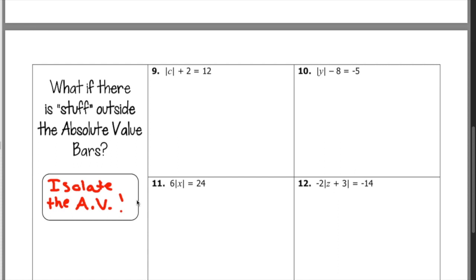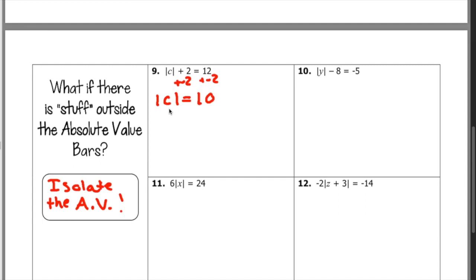So if I'm looking at number 9, I have the absolute value of C plus 2 equals 12. I need to get rid of that 2 so that I have just the absolute value on one side of the equal sign. So I'm going to add negative 2, add negative 2, and now I have the absolute, oh, messed that one up, one second. All right, I have the absolute value of C is equal to 10.